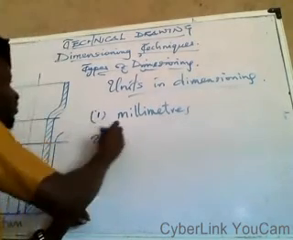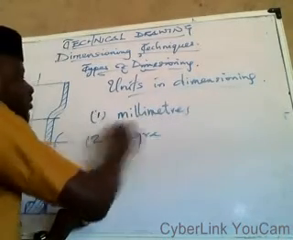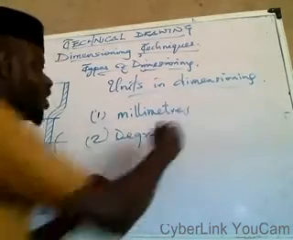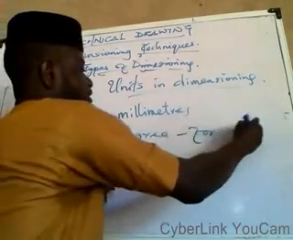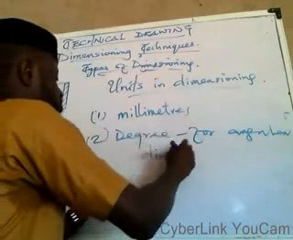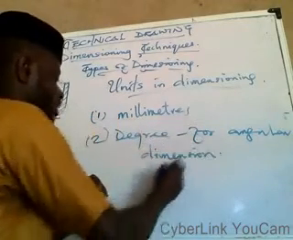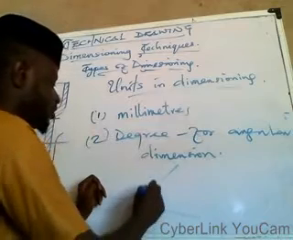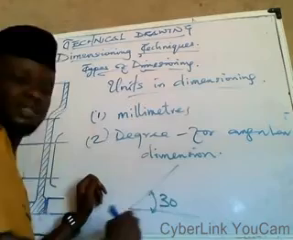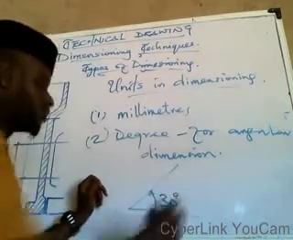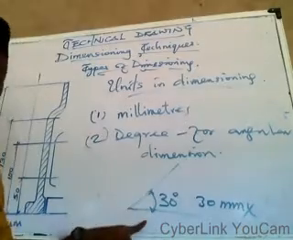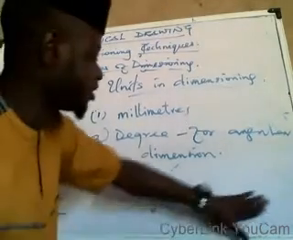The other one is degree. If it is an angle, when you are measuring angular dimension, you want to dimension from here to here, this angle. If this one is 30 degrees, it must be 30 degrees. It cannot be 30 mm, since it is an angle. So it's 30 degrees. We'll take note of that one.